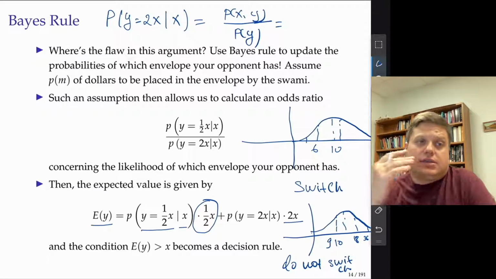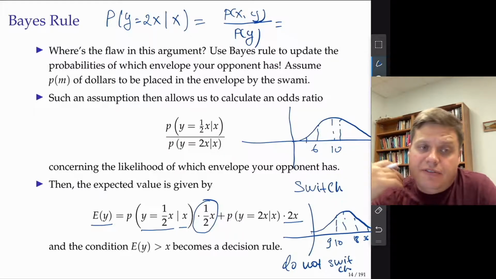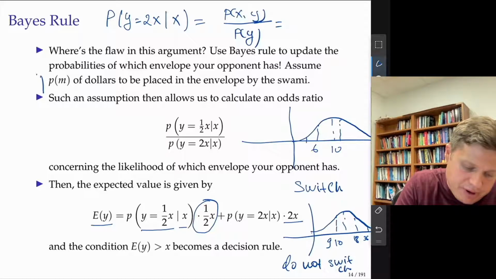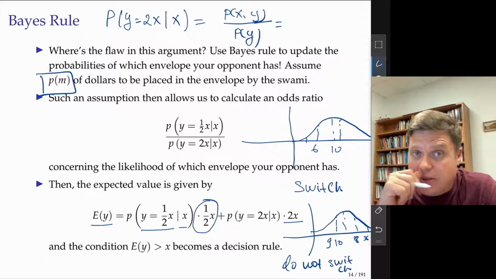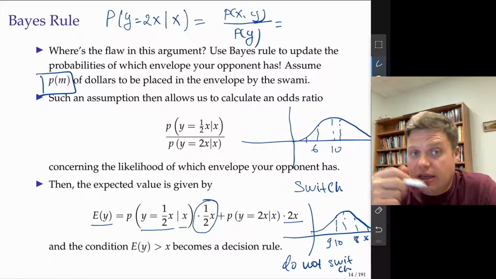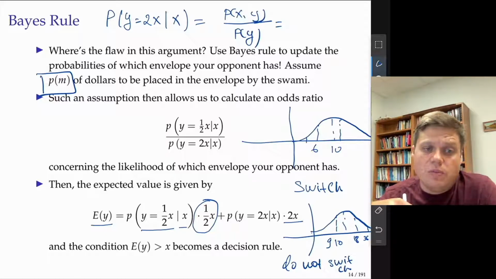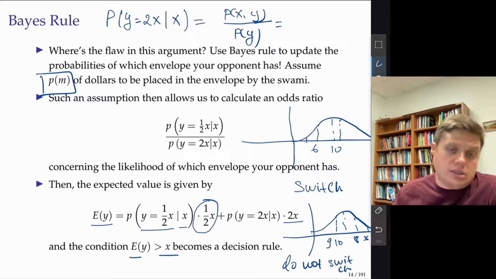So the moral of this paradox, or these calculations, is that if you can formulate some prior distribution, which we call P of M, over the number of dollars to be placed in the envelope by the Swami, then the information that you gain from opening your envelope can be used to make the decision of whether or not to switch. Then you just have to calculate the expected value of the other envelope, and as long as this expected value is greater than X, you switch.